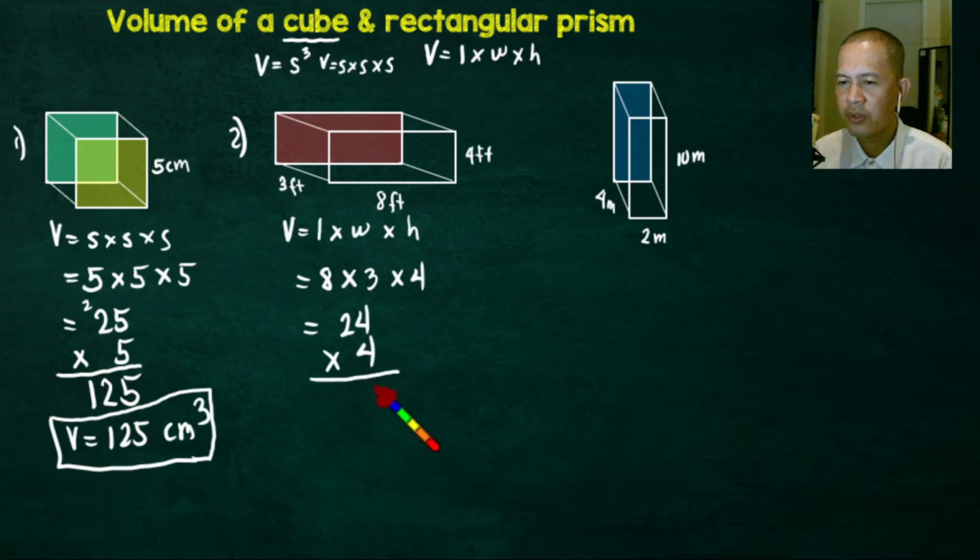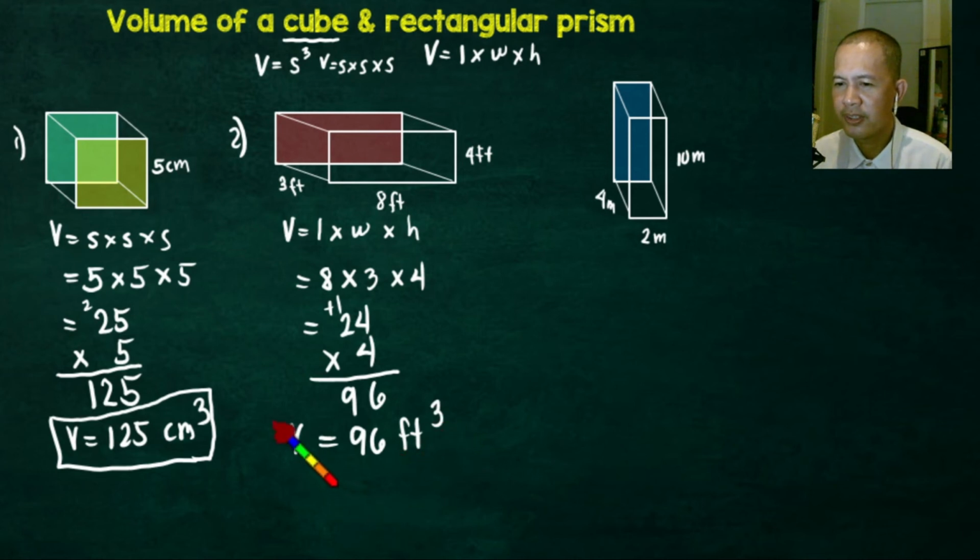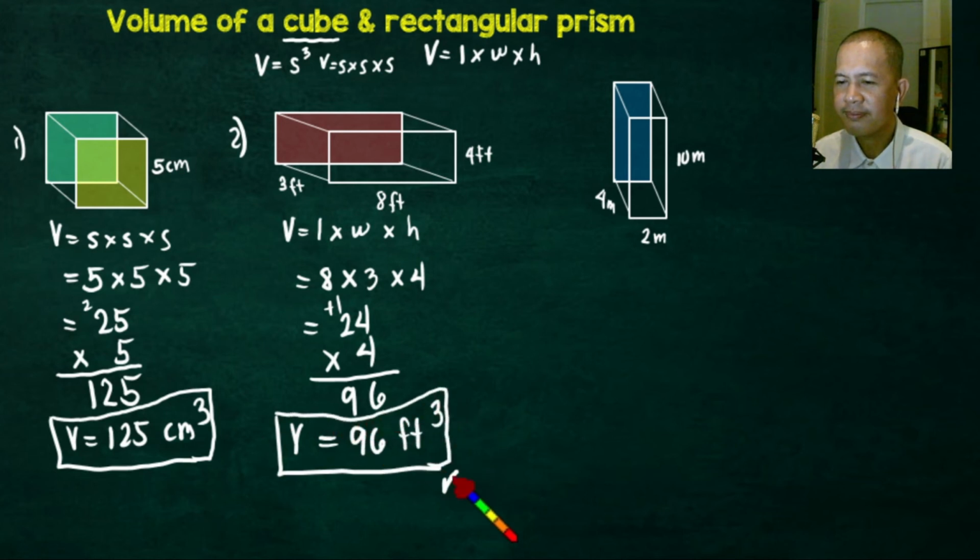4 times 4, that is 16, carry 1. 4 times 2, that is 8, plus 1, that is 9. So our volume here, for example number 2, is 96. Our unit is feet, so cubic feet, or ft³. So that is our volume here for our second example.